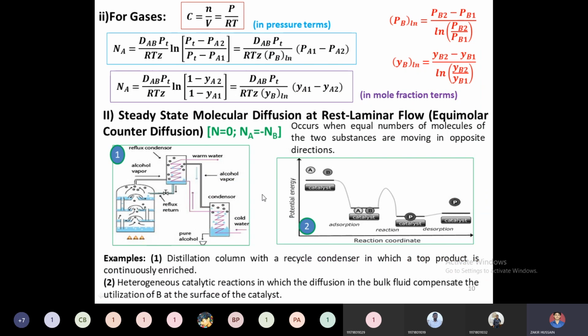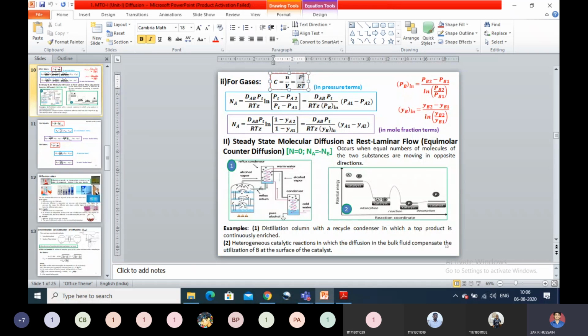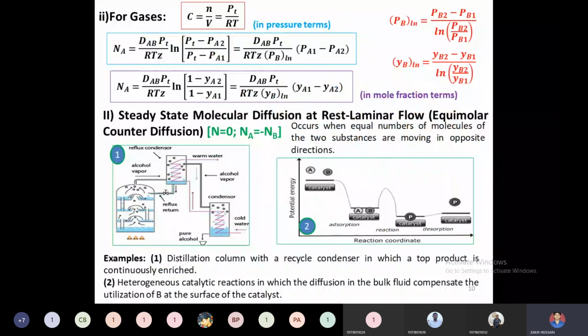Next is the gas case. For gases, the concentration definition is the same, n by V, moles per unit volume. But for gases, it is usually convenient to measure in terms of partial pressures or pressures. Since this is the total concentration, we are using the total pressure, P_T. We can write this as the P_T concentration on a total basis.